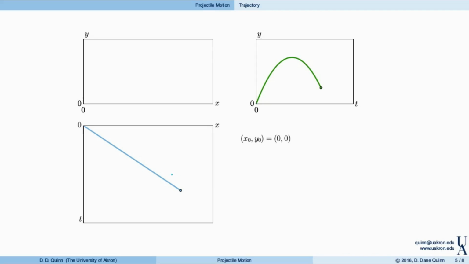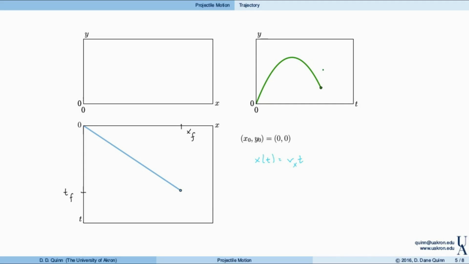In this panel, we'll show the horizontal motion. So x of t is equal to vx times t from our solutions. So notice that x simply increases linearly in time. And perhaps we have some final time here. And so at t final, we have some horizontal displacement x final.